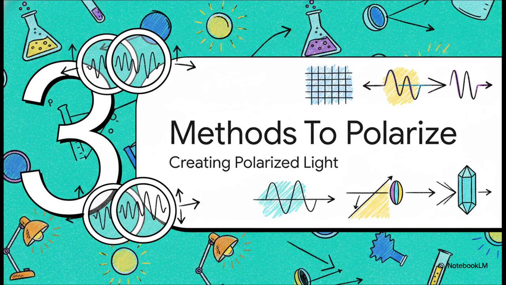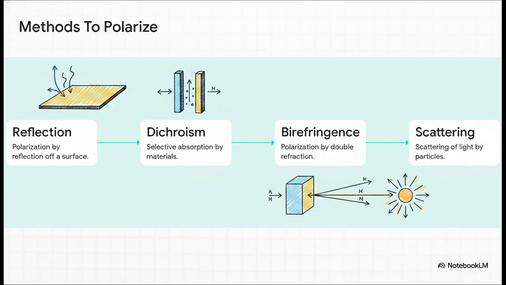Section 3. Methods to polarize light. All right, now that we know what polarized light is and the physical forms it takes, we need to know exactly how to create it in the real world. Scientists and engineers basically rely on 4 step-by-step methods to force unpolarized light into a polarized state. Step 1 is reflection. Step 2 is selective absorption, which we also call dichroism. Step 3 is double refraction, or birefringence. And step 4 is scattering.